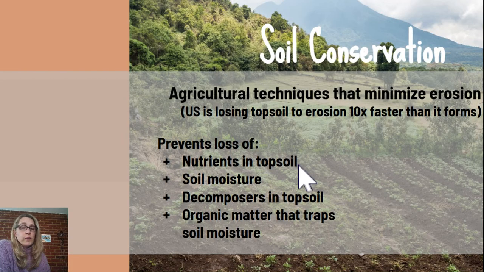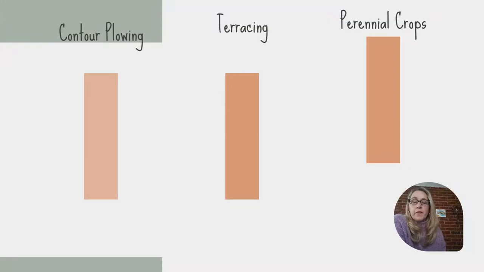So what do we have to do? We've got to make sure that we preserve the topsoil, we preserve moisture, we allow decomposition to happen naturally, and we don't add all the synthetic fertilizers. And so there's a lot of things that we can do to help soil conservation and water conservation to make farming more efficient.